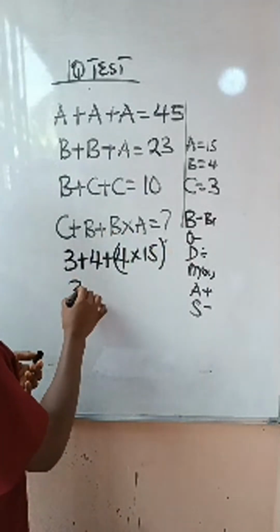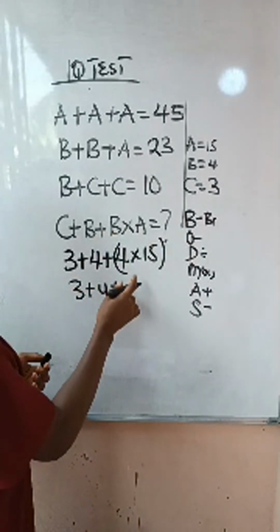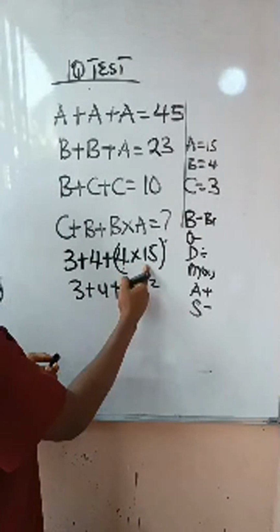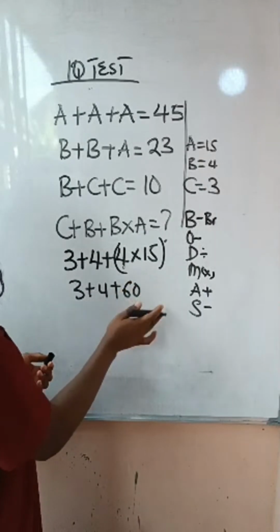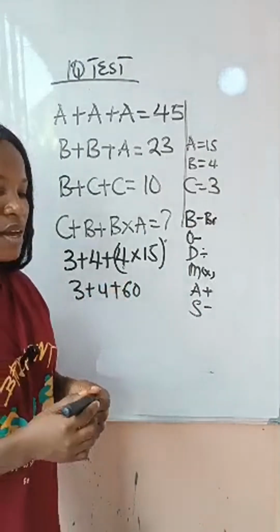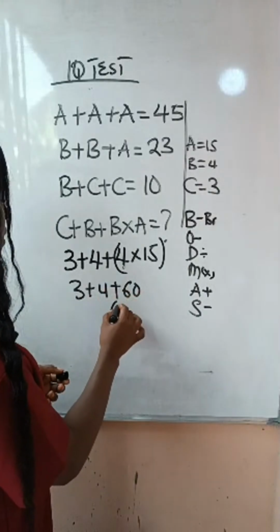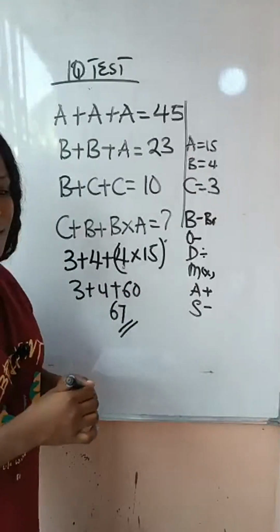That way we have 3 plus 4 plus 4 times 15. 4 times 5 is 20, carry 2. 4 times 1 is 4, plus 2 is 6. Now we can add. 3 plus 4 is 7. 7 plus 60 is 67. And that is the answer.